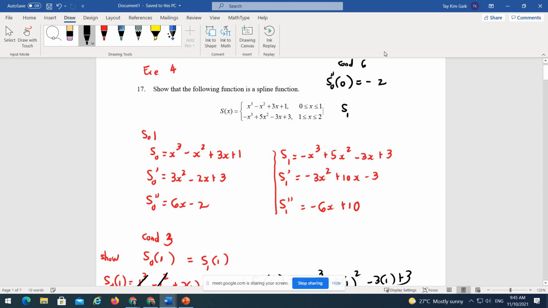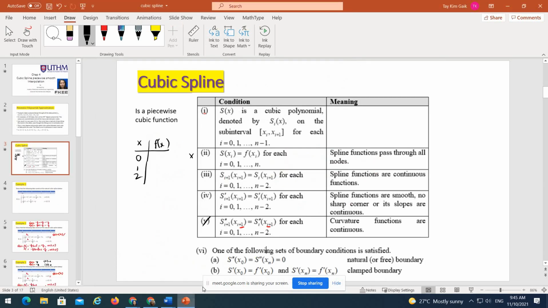Plug in 0 into 6x minus 2, and the answer is negative 2. And then you plug in the second derivative of the S1 function at the ending point, so you have negative 6 times 2 plus 10. So it's negative 12 plus 10, which is negative 2. So this is not a natural cubic spline, because you cannot get 0 here. If it were a natural cubic spline, the second derivative at the starting point and at the ending point must be equal to 0.